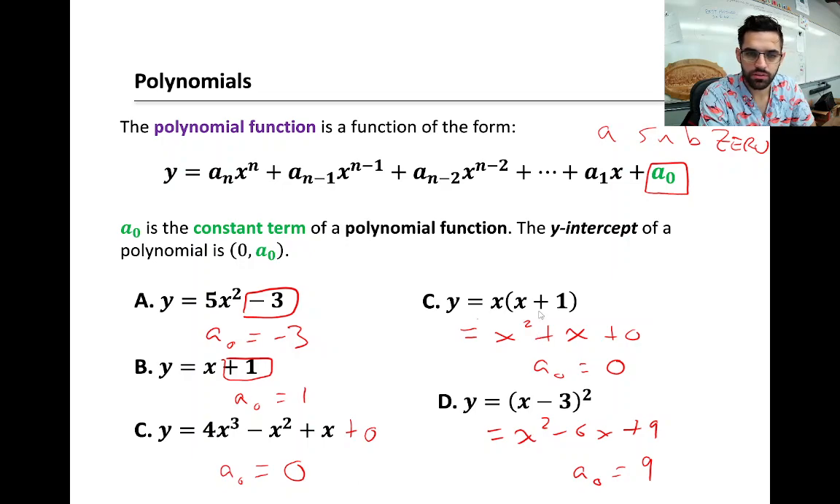Example C and D, oh sorry, this is not C, this is a second C. This second example C right here, the two examples on the right, they are both in factored form. So to find our a sub 0, we have to put it into standard form, which means multiply this all out. So if we do that, we can see a sub 0 is 0 for this example on top. And on bottom, when we multiply it out, we see plus 9 for our constant term. So a sub 0 is 9.